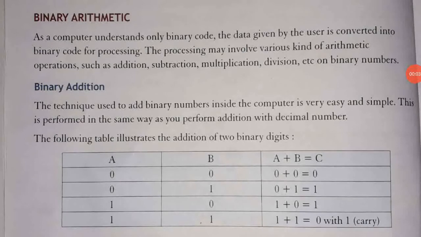Now see students, binary arithmetic. As a computer understands only binary code, the data given by the user is converted into binary code for processing. Means what? Binary arithmetic is used in digital systems, mainly because the numbers, decimal and floating point, are stored in binary format. The processing may involve various kinds of arithmetic operations such as addition, subtraction, multiplication, division, etc. on binary numbers. So we will see first of all binary addition.